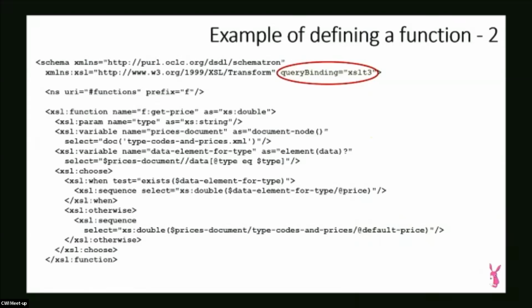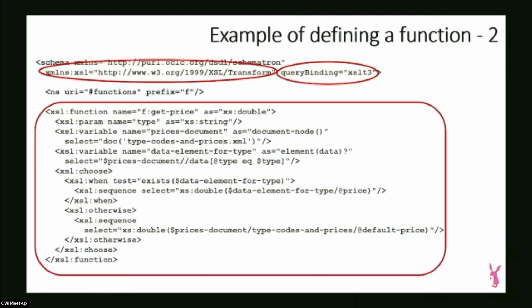Again, we have a query binding. Again, we have to define the XSL namespace because we're going to use XSL elements. And here's the function. I'm not going into how this works, but this works. Take that from me. And there will probably be people who now say, yeah, but you used the wrong XSL instruction. You can do it more efficiently. That's not the point here.